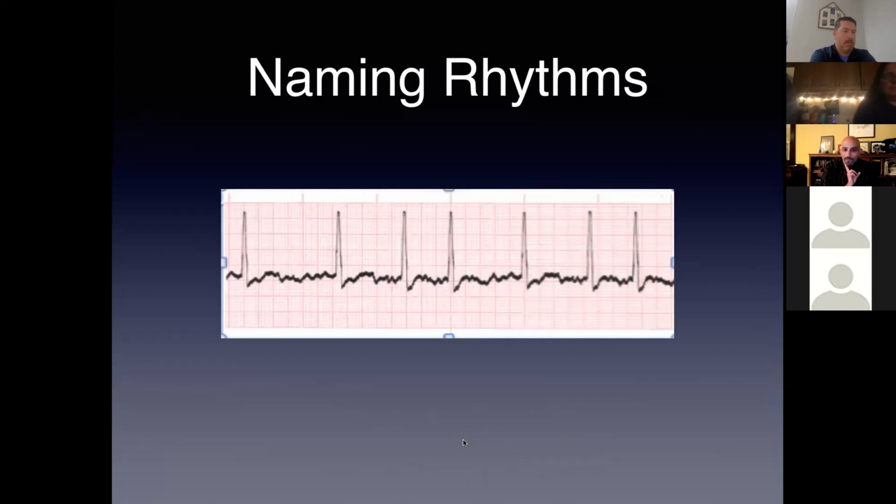So here's some things that don't quite follow the naming. What do we have here? AFib. This is atrial fibrillation. So here we're just talking about what the atria are doing. We're not actually talking about what the ventricle is doing.